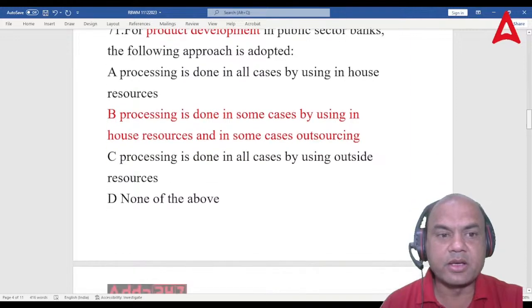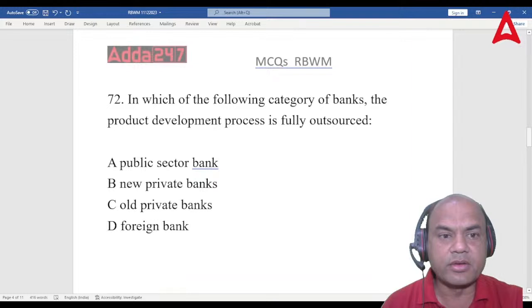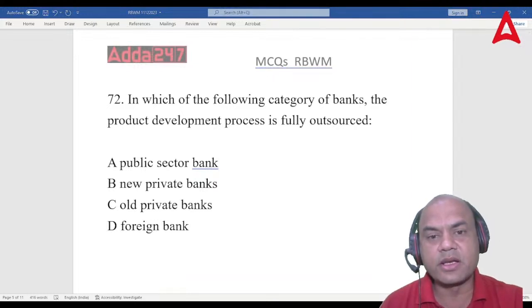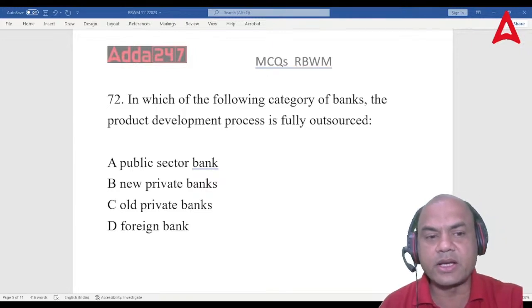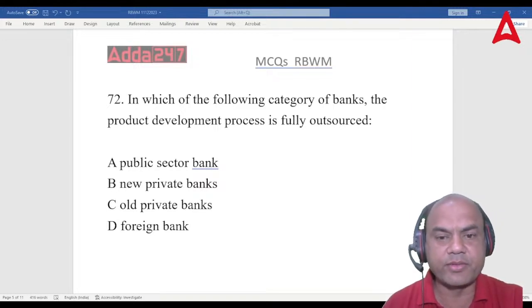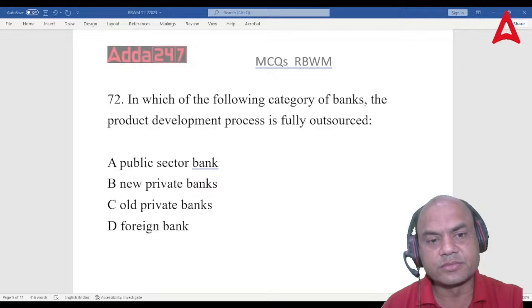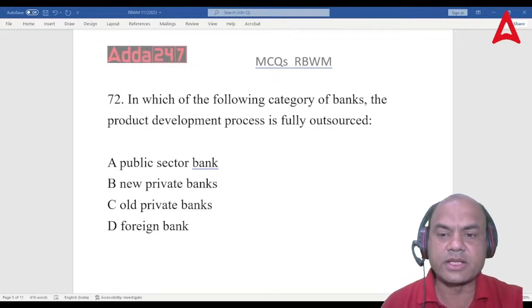Next one. Are you with me, everyone? Everyone okay with this? How's it going? Are you understanding it? Type yes in the comment section. Everyone, are you following it? Chalo, next one.